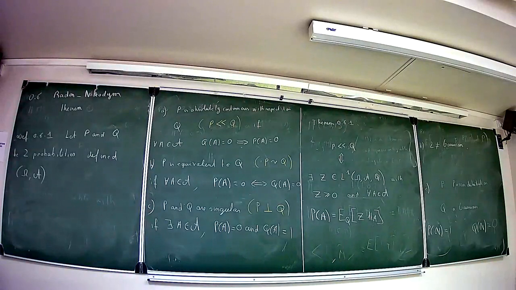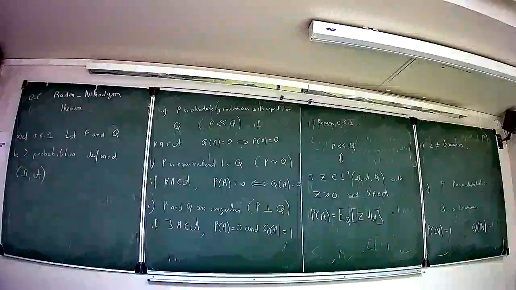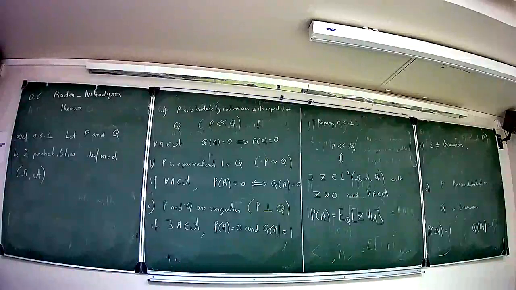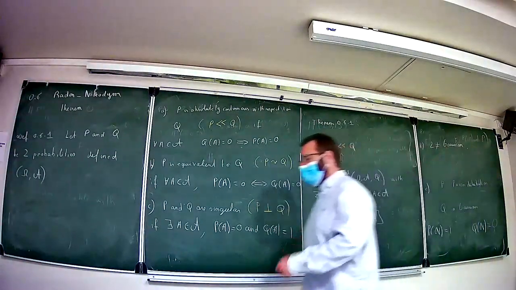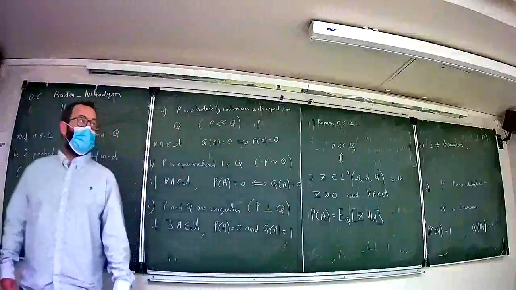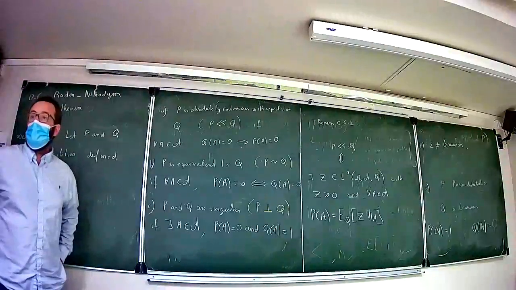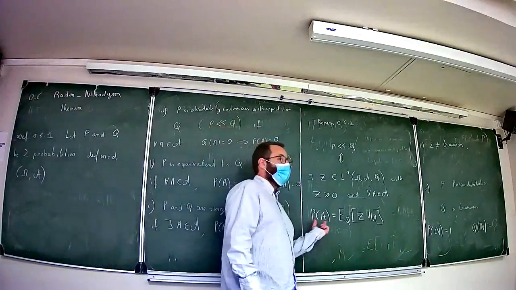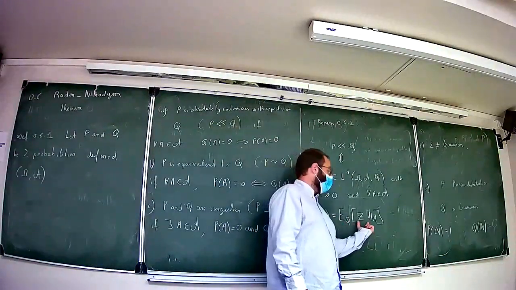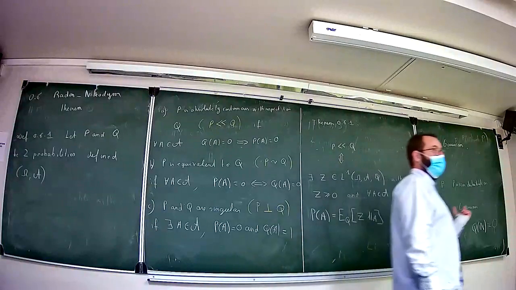In other words, Z is the density of P with respect to Q. So this is the meaning of the Radon-Nikodym theorem. The Radon-Nikodym theorem tells you that if P is absolutely continuous with respect to Q, in fact, this probability has a density with respect to Q, and my density is Z here.